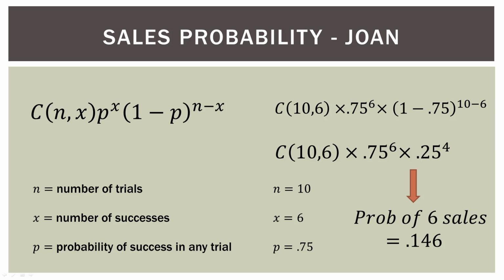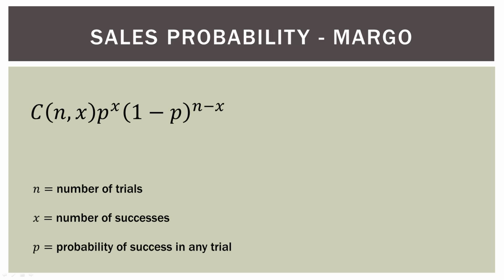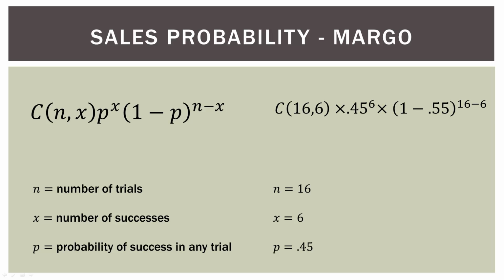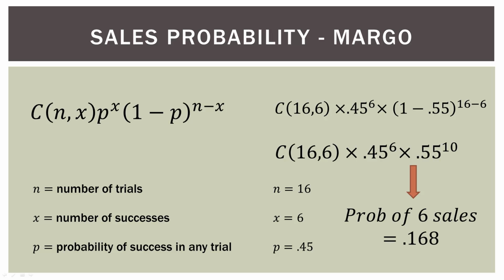Now let's look at Margot. So same general formula, but her trials are 16 because she makes 16 calls per day. Number of successes is still 6. The probability of success in her case is 0.45. So we go ahead and insert those into our general formula. Do the math. And the probability of 6 sales for Margot is 0.168, or 16.8%.